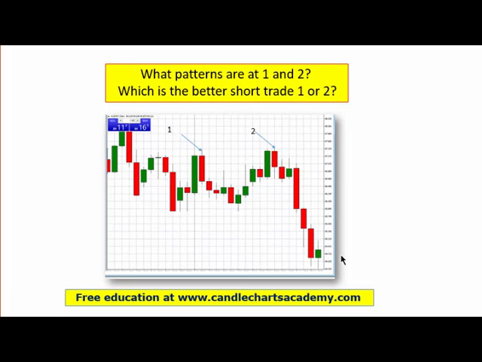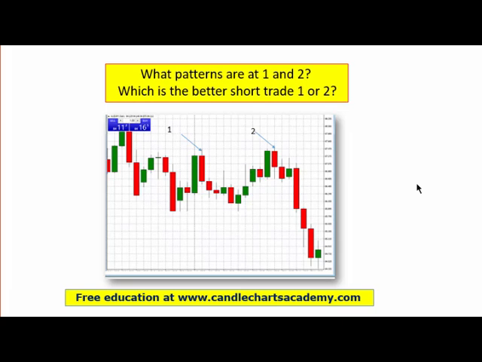And I'll get to that point in a second. So which is the better short trade, one or two? Now remember, we don't know it's a dark cloud cover until the end of the session. So is it a better short sale here or here? What we need to do is determine what our risk is and what our potential reward is. We're looking at the risk reward. So once again, put the player on pause and think about it.